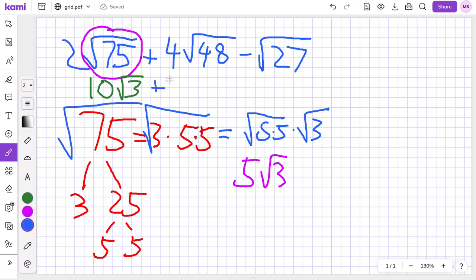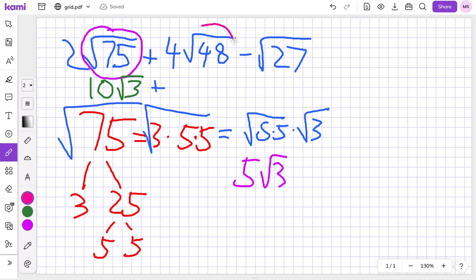Plus 4 times... Wait, question. The 5, right here, you wait to multiply it by the outside number until you broke it down? You mean like this 10 here? Yeah, you multiply the 5 by 2. Yeah, so the purple thing that I circled here is 5 root 3. So 2 times that would make it 10 root 3. That's why I wrote 10 root 3 in green. Got it.